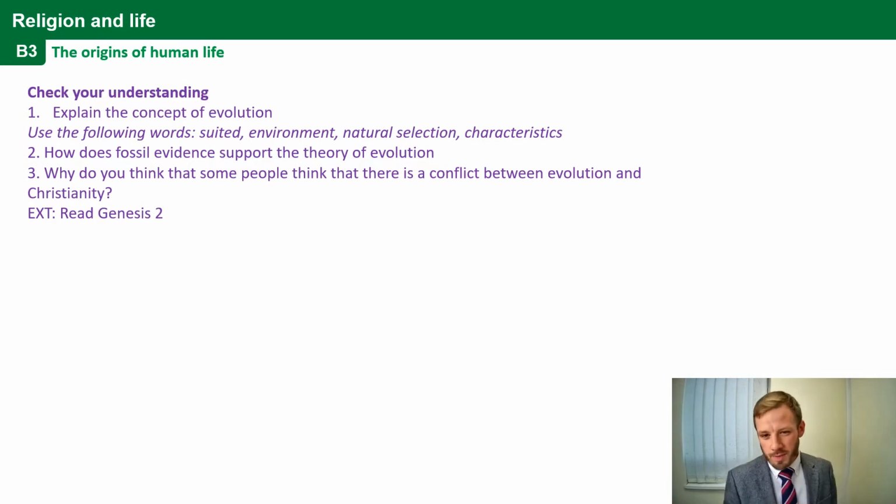Why do you think that some people think there's a conflict between evolution and Christianity? So for some people, there's a few things we're going to look at actually, but for some people it's all about the time involved. And for some Christians, the timeline doesn't match up with the age of the earth that is suggested by evolution and the age of the earth that's suggested in the Bible. And your extension there was to read Genesis 2. We're going to look at that briefly now, but it'd be great if you read it for yourself as well.